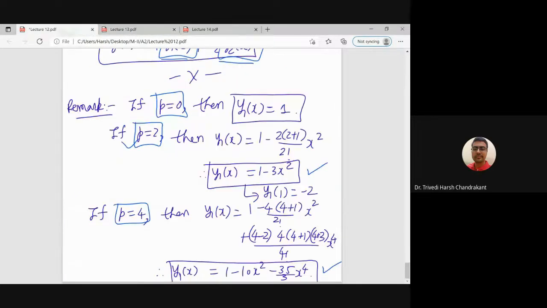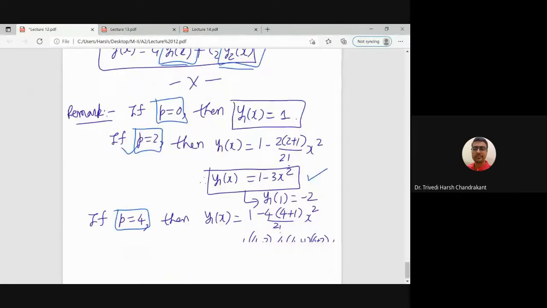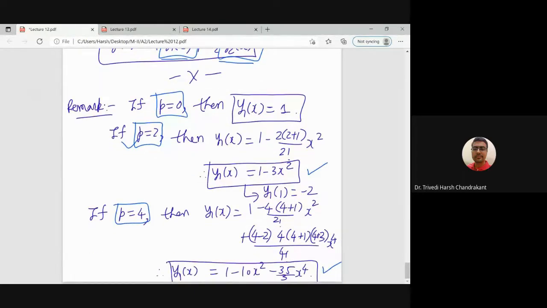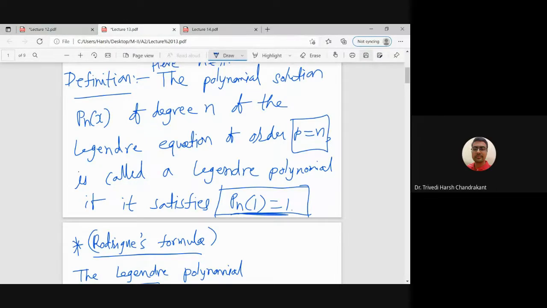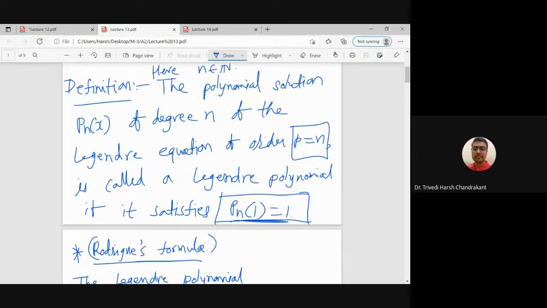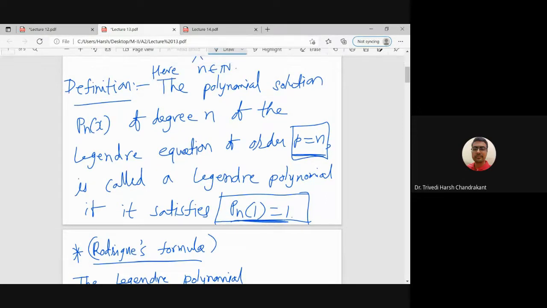So that means this differential equation, Legendre equation of order p, has a polynomial solution for different values of p, and the polynomial solution which satisfies this special condition that pn of 1 is equal to 1. So pn is a polynomial solution of the Legendre equation for p equals n, and that solution satisfies this additional condition, then such a polynomial solution pn is known as the Legendre polynomial of degree n. So that is an nth degree polynomial, and it corresponds to the differential equation for p equals n.